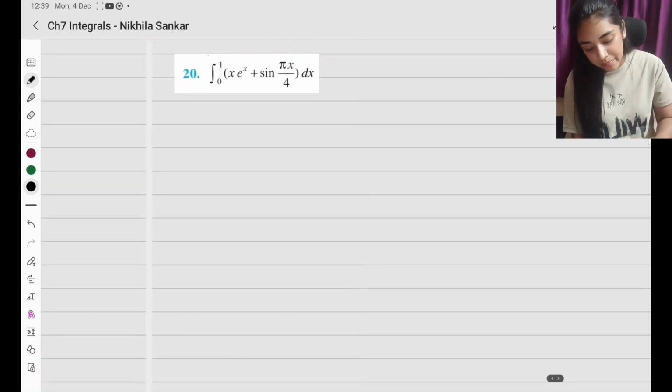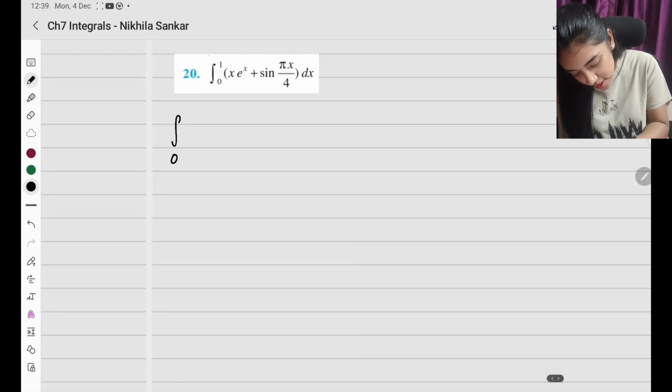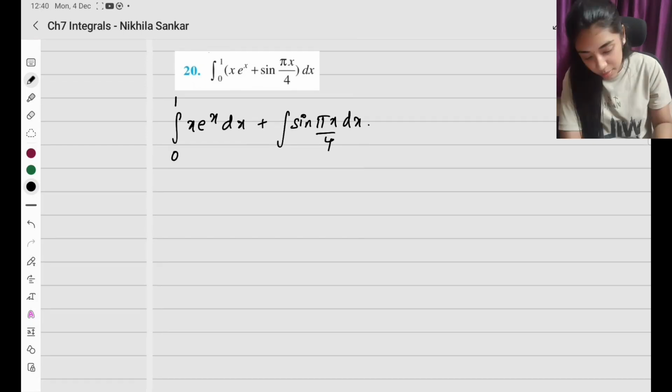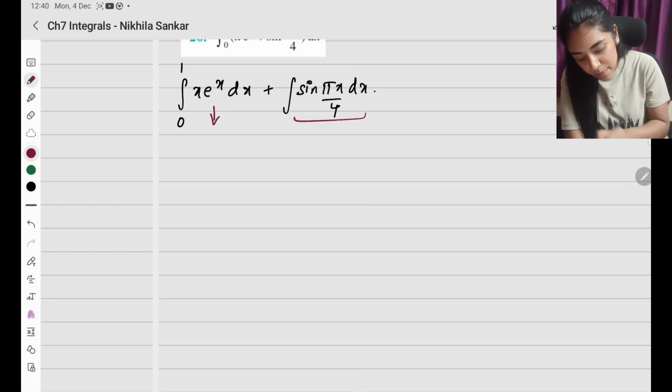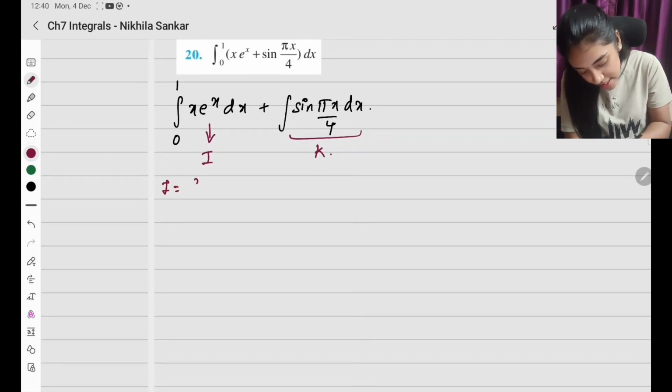Question number 20. So this I can split into two integrals: integral 0 to 1 of x e to the x times dx, plus integral of sin pi x by 4 times dx. So the first integral is going to be integration by parts, as I have two different functions, and the second is going to be a simple integral. So let me take the first as I and the second as k. Let's first solve I. I equals integral x e to the x. The last preference is the exponential, so the first preference goes to x. So this is my first function.